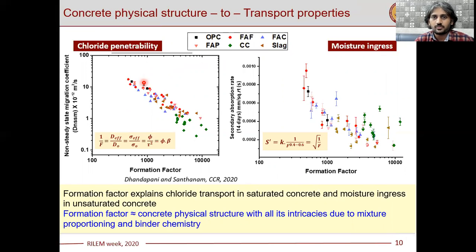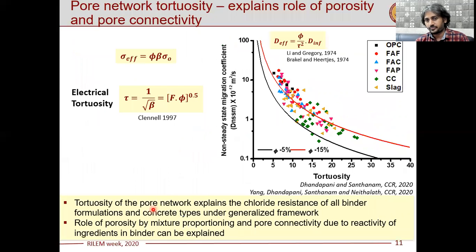Because formation factor has direct implications on porosity and pore structure, we try to look at the implications of this parameter on the transport properties in concrete systems. When we looked at it, you can see the formation factor could explain both chloride transport in saturated concrete as well as moisture transport in an unsaturated concrete system by capillary absorption, which shows that with all the intricacies present in concrete due to binder chemistry and mixture proportioning, formation factor is indicative of the physical structure present in the concrete system.